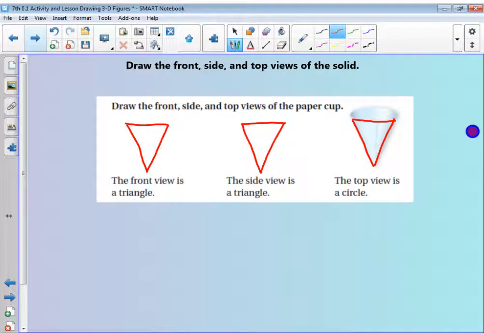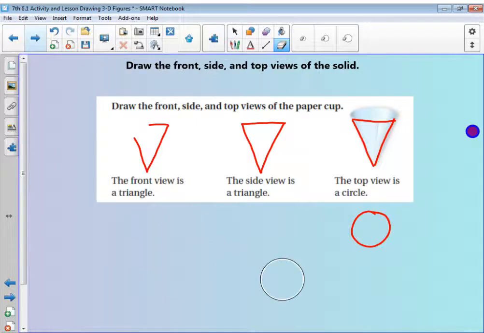And the top view, so if you were eating your snow cone and you look straight down into that snow cone, what are you seeing? You're actually seeing a circle. Okay, so this is having you kind of do that visual of what would it look like from each of the different standpoints of looking at that figure.